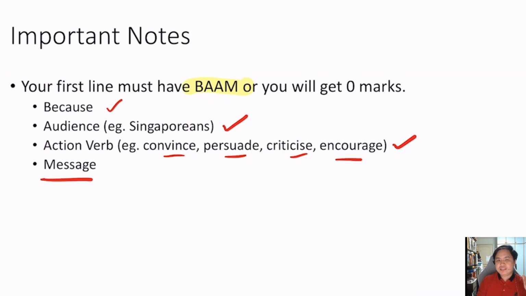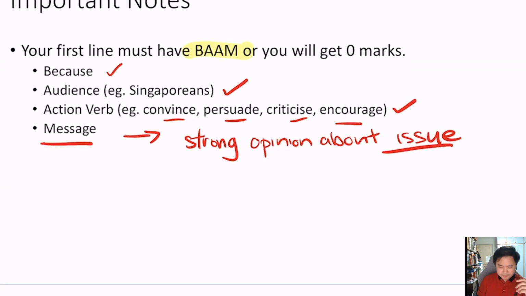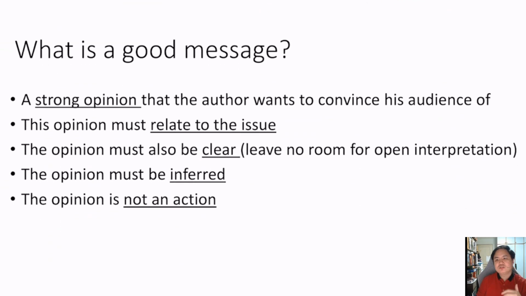Lastly, write down your message. All right, the key opinion. To me, sometimes your message will be this. It will be the strong opinion about the issue. So go and find out what exactly is that strong opinion that the author is trying to bring across to his or her audience. Next, what is a good message? Now, a good message, just like what I said just now, it is a strong opinion, right? That the author wants to convince his audience of.